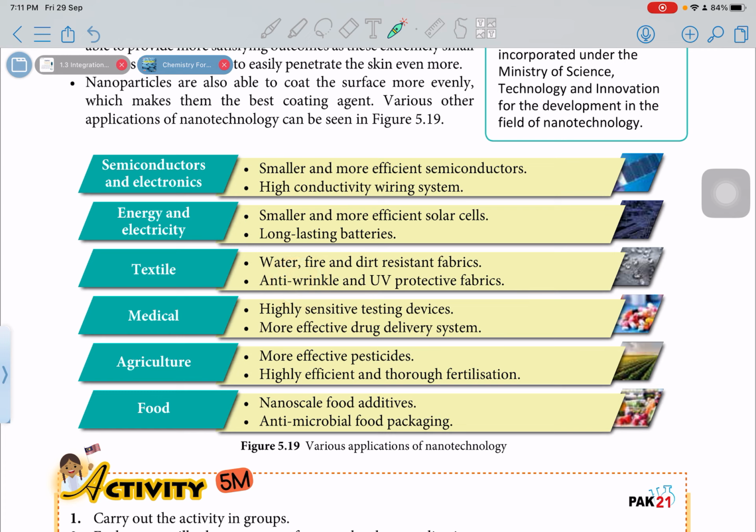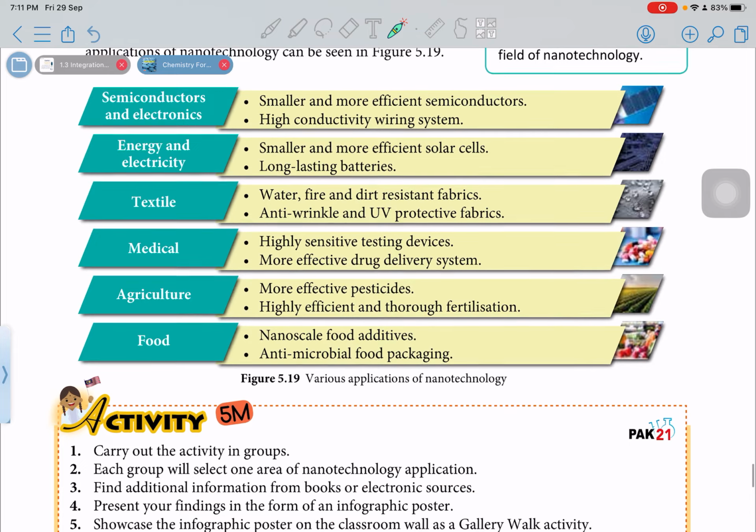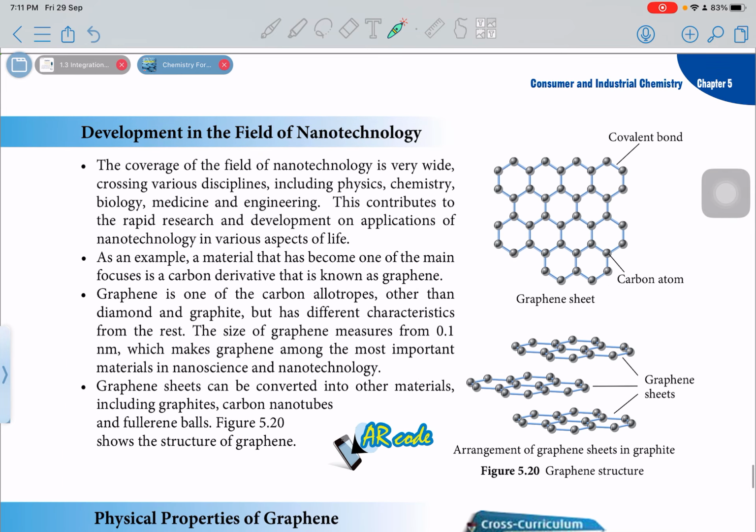And next, medical. So it is highly sensitive testing device, so more effective drug delivery system. Next, agriculture, more effective pesticides and highly efficient fertilization. And finally, food is nanoscale food additive and antimicrobial food packaging. So this is the development in the field of nanotech.